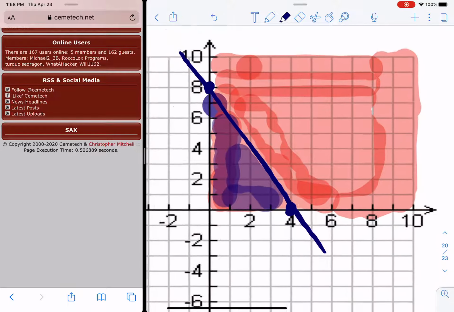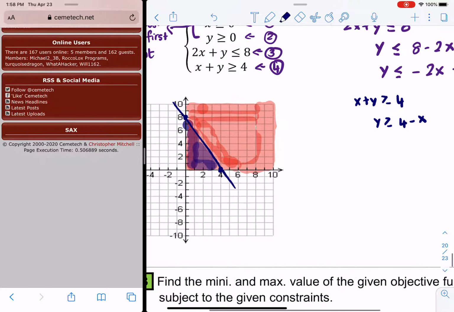So that would be from the third constraint. And the last one, when I rewrite it, I can rewrite it as minus x plus 4, which would imply the y-intercept is 4, and right there, it's going to become 0. And it is a solid line also.